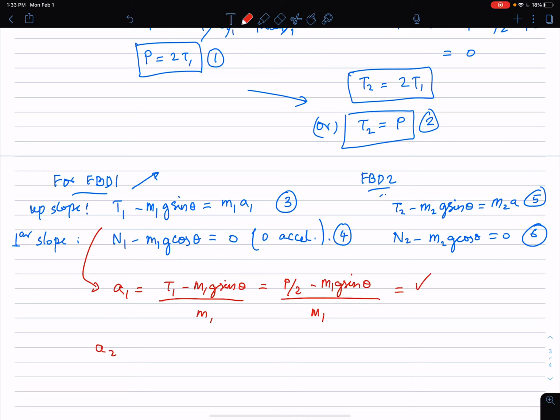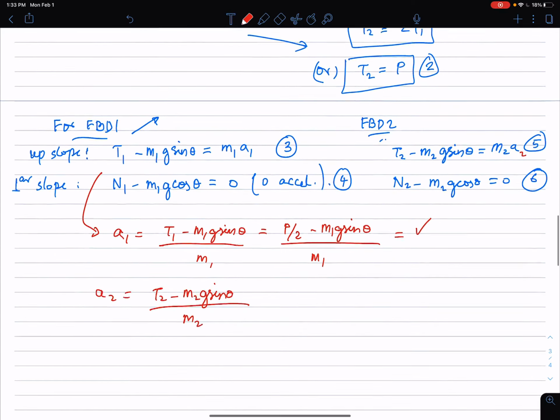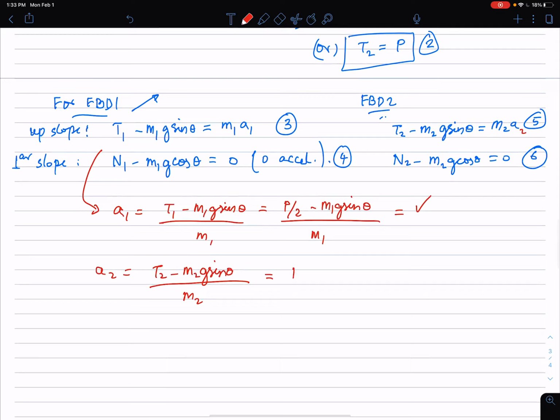And then for A2, this is T2 minus M2G sine theta divided by M2. T2 is just P, so we have P minus M2G sine theta divided by M2, and we can evaluate the answer. Okay, so let's just stop there.